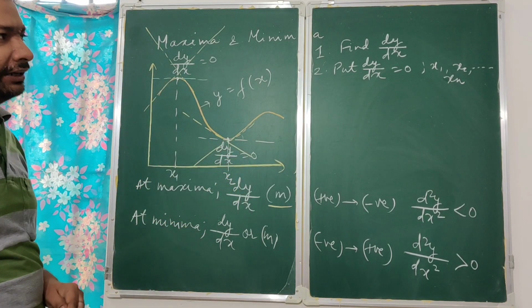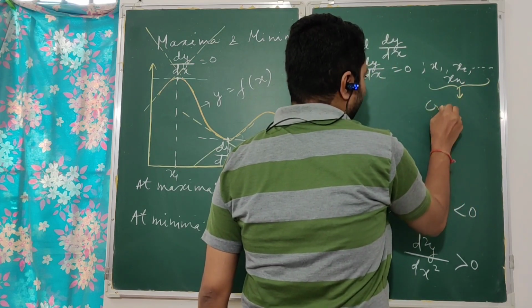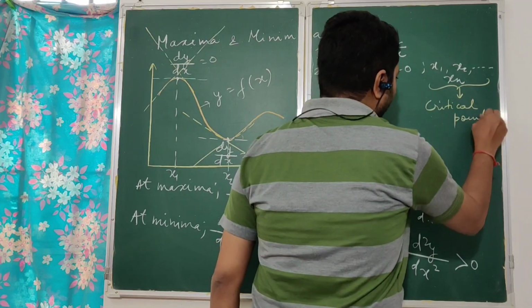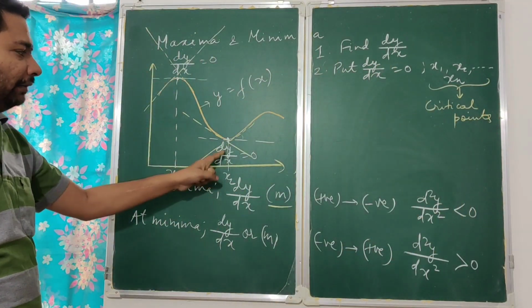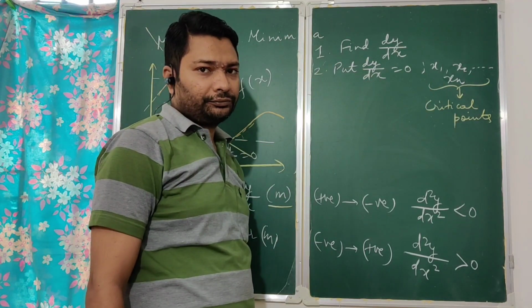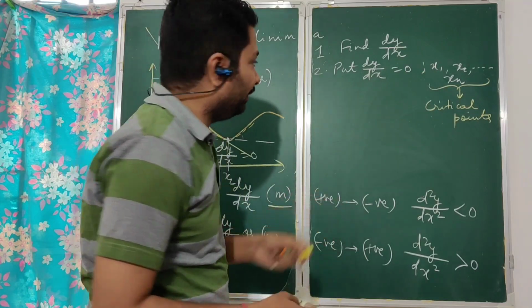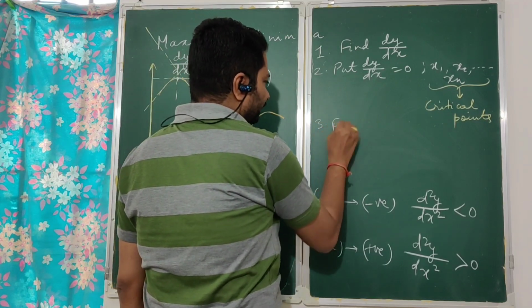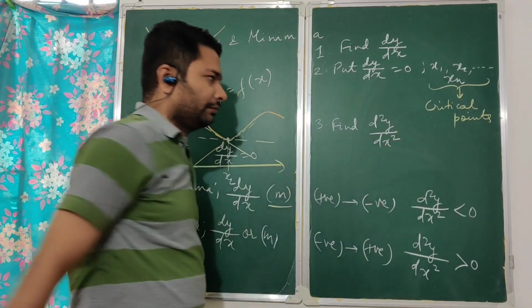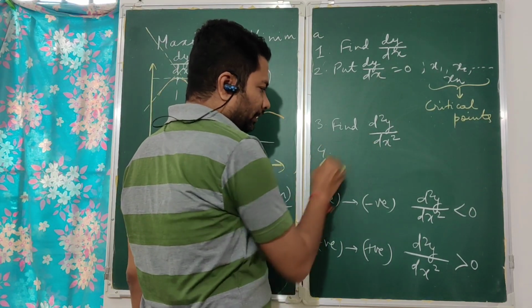Like this point is, let us say, x1, and this point is x2. These points are called critical points. What are these points called? We call them critical points. A function will attain its maximum or minimum value at these critical points. Now if you want to check at which of these points the function is attaining its maximum or minimum value, then in the third step find d square y by dx square and substitute.